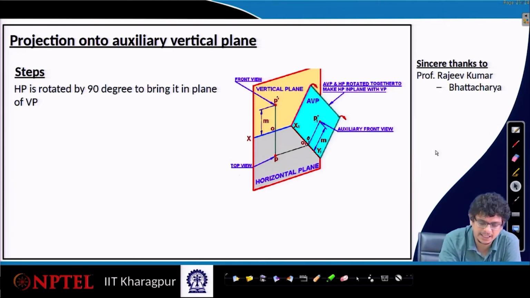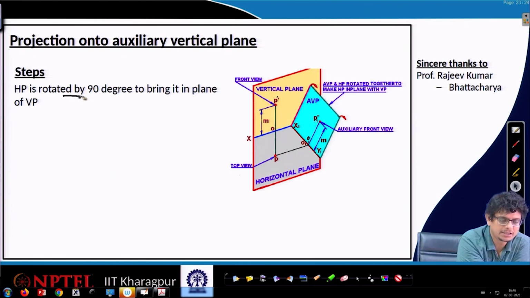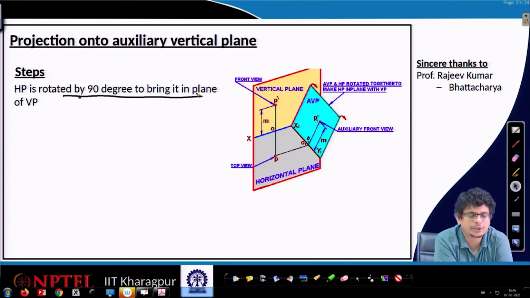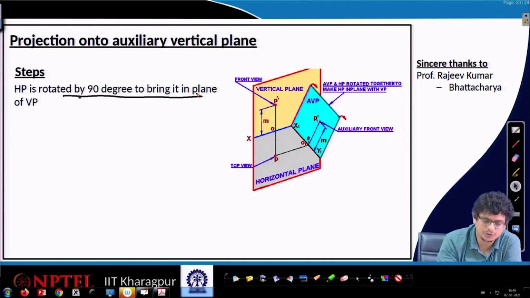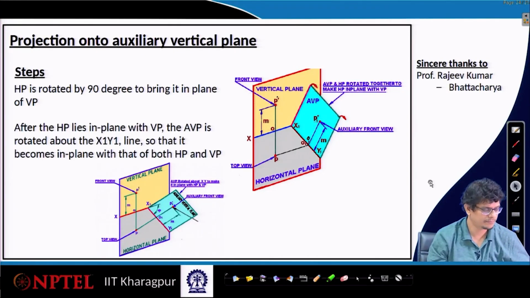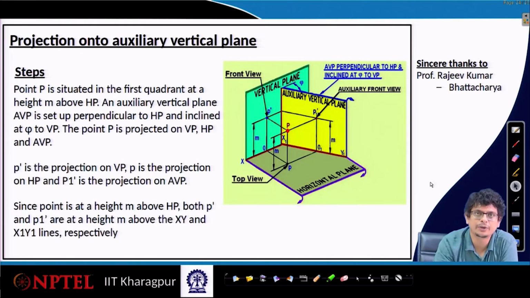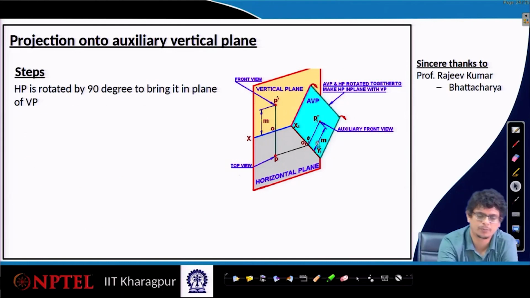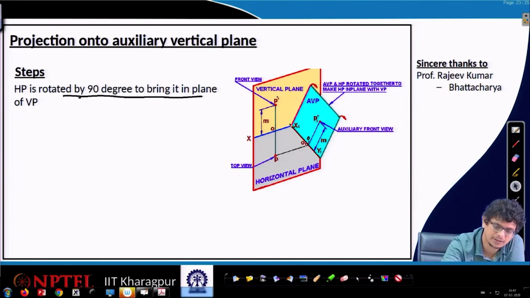So, by rotating this HP 90 degrees, we bring it to the plane of VP. So, let us go back. We have to rotate it by 90 degrees to this HP, so that we will be getting this plane, this one, by flipping it in that direction.